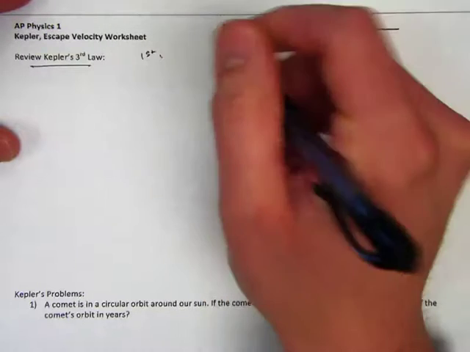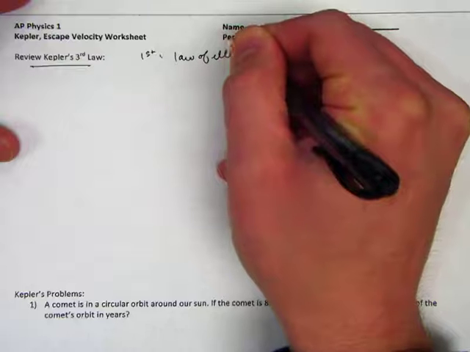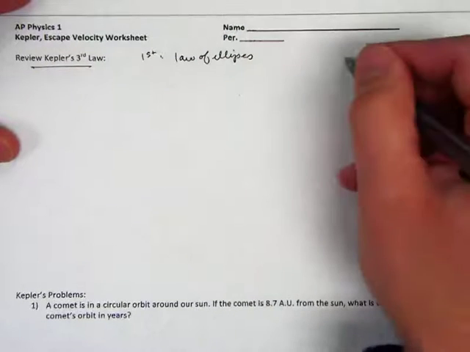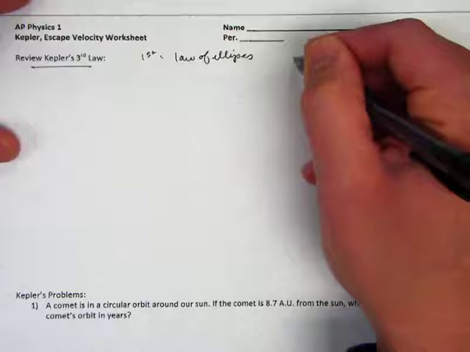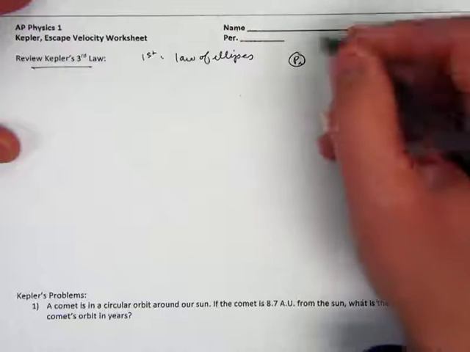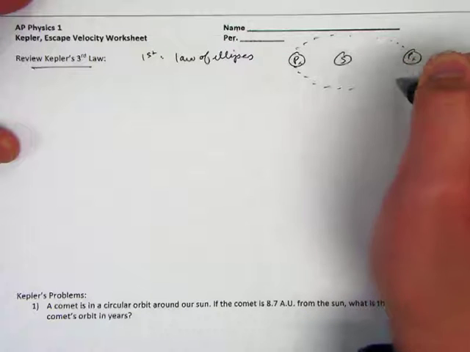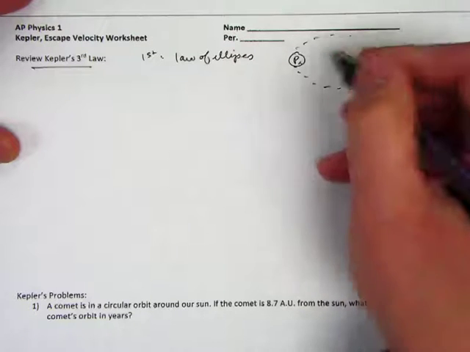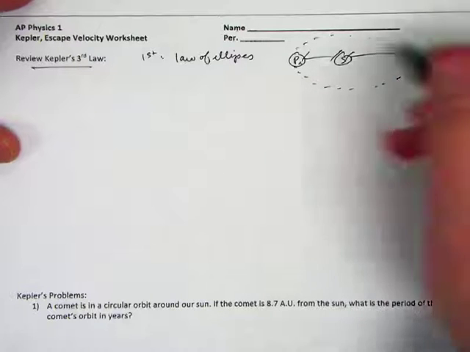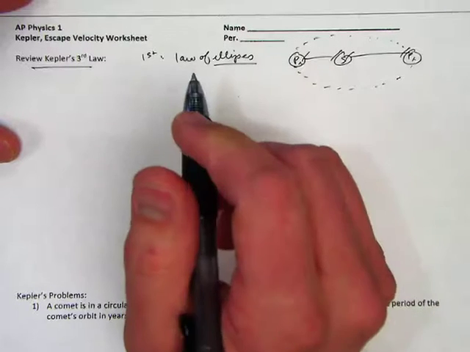First law was the law of ellipses, which basically just stated that planets actually orbit elliptically around the sun, not necessarily perfectly circular. So that means at some point, they're closer to the sun than they are at others. It's kind of flattened out. So this distance would be less than this distance, and the sun would be at one of the focuses. So planets actually undergo elliptical orbits.